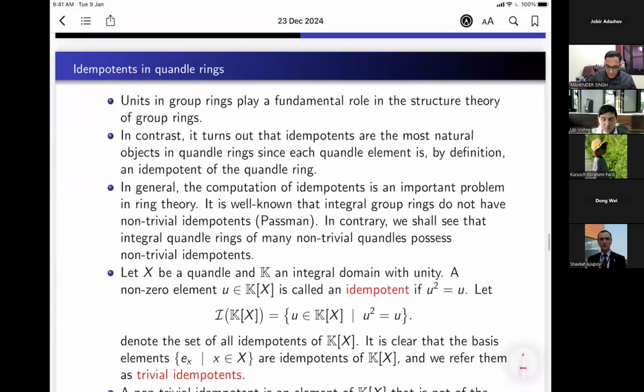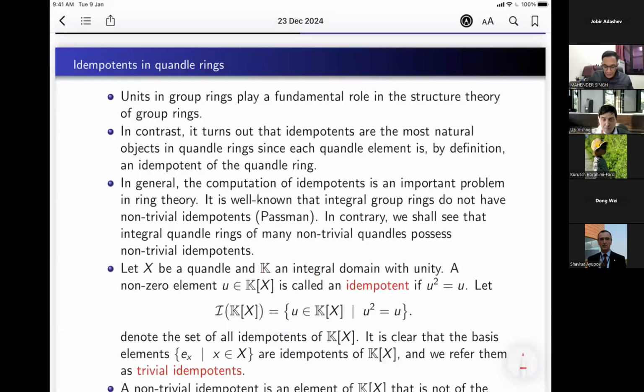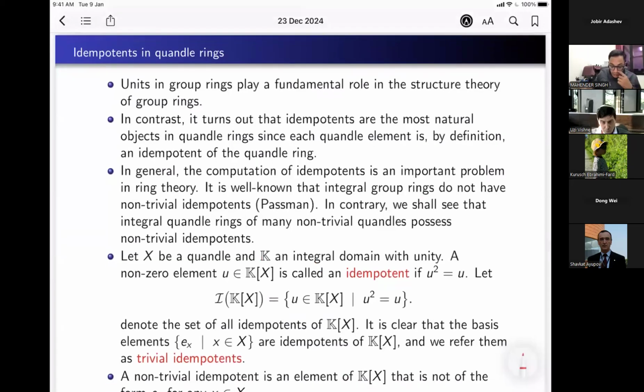So we are now nearing the main topic, that is the title, Idempotents in Quandle Rings. So what are idempotents? Units in groups play a fundamental role in the structure theory of group rings. That's a well-known fact. In fact, it's a central problem to figure out units in group rings, and there is a whole industry of people on this. What is the basic reason for that? The basic reason is that the elements of the group sit inside the group ring as units. So it's sensible to ask what are the other units. Are those the only units or are there more units?